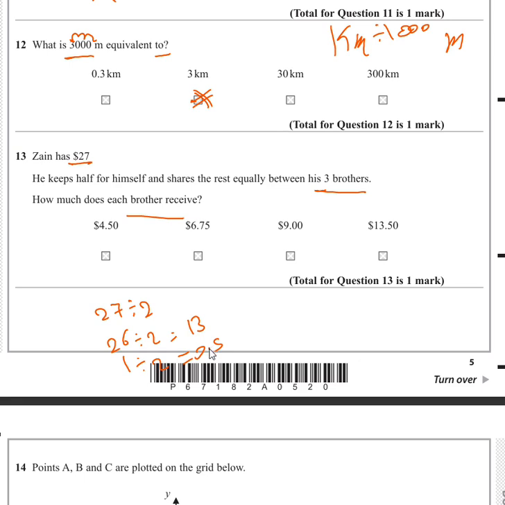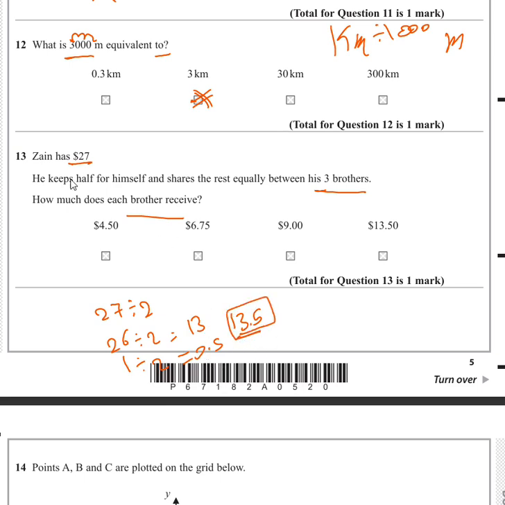And 13 plus 0.5 is 13.5, okay? So as I said again, 27 divided by 2 is like 26 divided by 2 and 1 divided by 2. 26 divided by 2 is 13. 1 divided by 2 is 0.5. Okay, so I have this now.